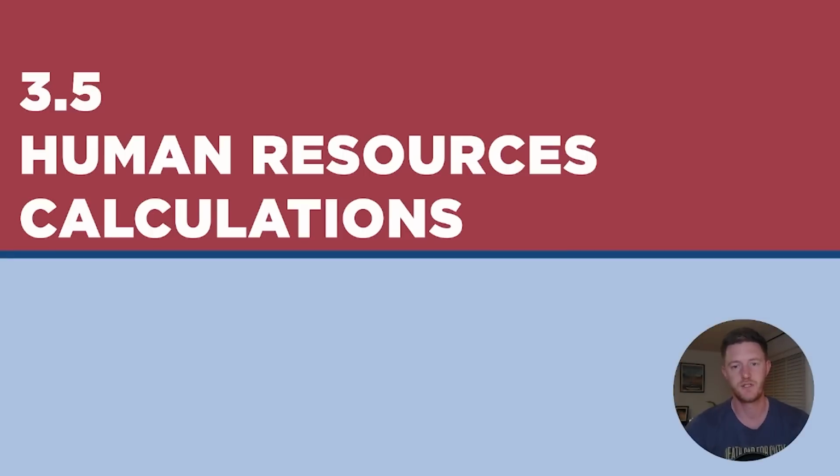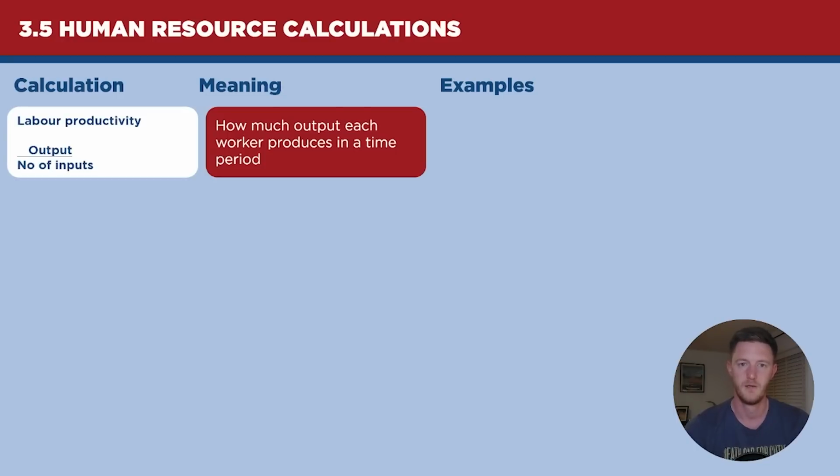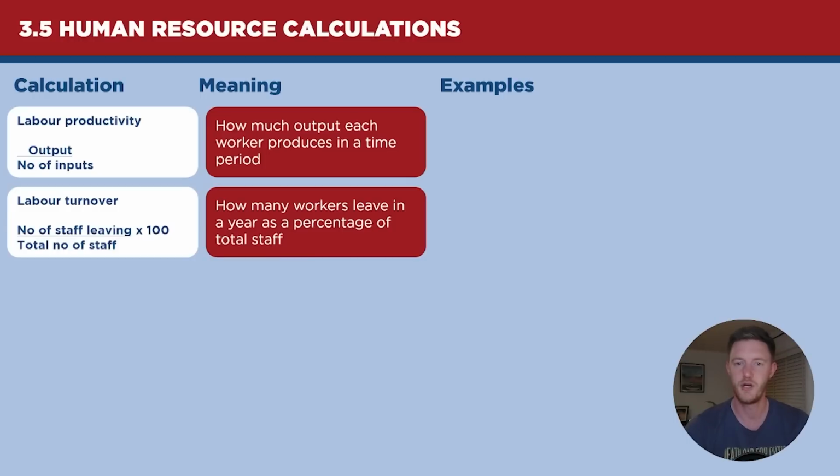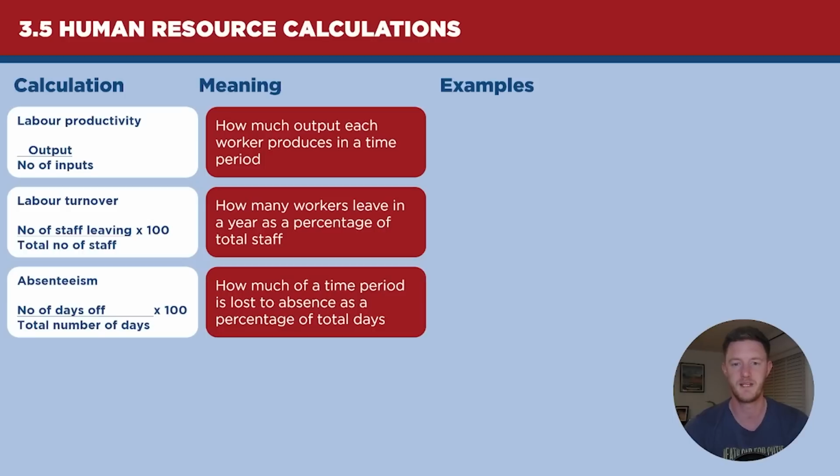The final set of calculations is human resource calculations, which is nice because this video has been going on for about 3 hours. So there were quite a lot in here, and obviously Theme 3 has 6 units as well, so there's always going to be a little bit more. So these human resources calculations, we've got 3. We've got labour productivity, which is how much output each worker produces in a time period, so output divided by inputs. We've got labour turnover, how many workers leave in a year as a percentage of the total staff. Number of staff leaving divided by total number of staff, or average number of staff, depending on what information you've got, times by 100. And we've got absenteeism, which is the number of days off, and the total number of days. So how much of a time period is lost to absence as a percentage of total days.